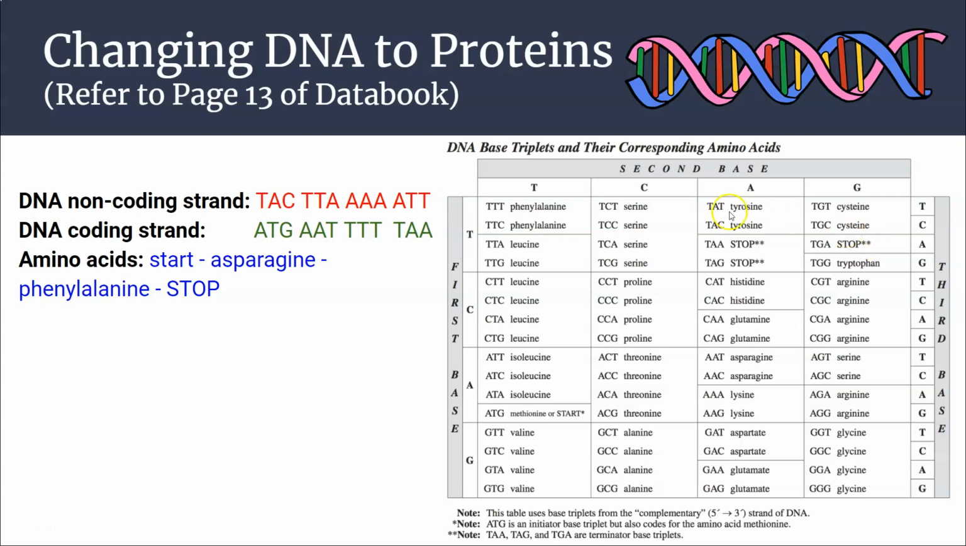So again, as a reminder, how did I find these? I took these triplets and I coded for them. So I found this is start, this is asparagine, T, T, T. I went T, T, and T, and it was right here, so I wrote it down. T, A is stop.